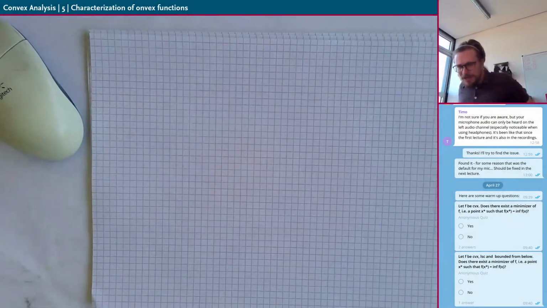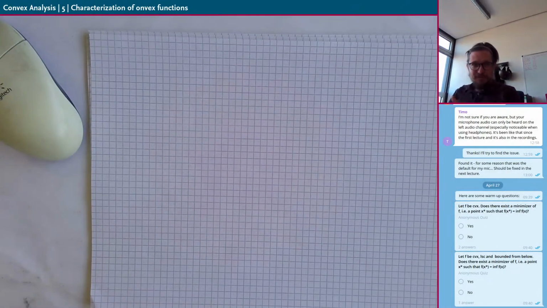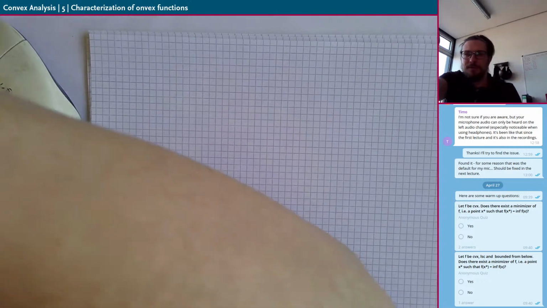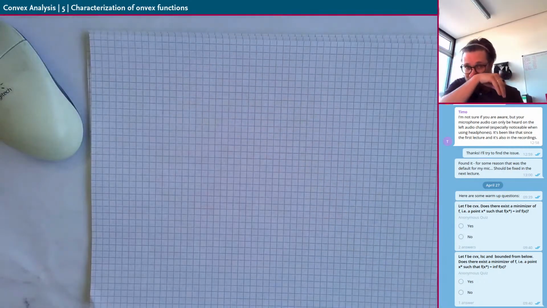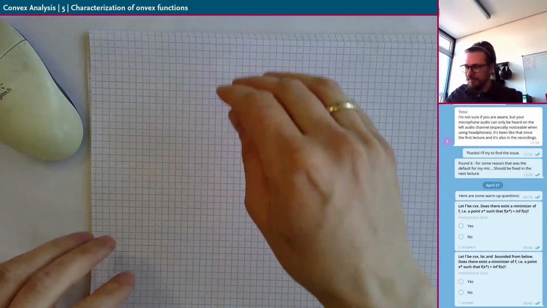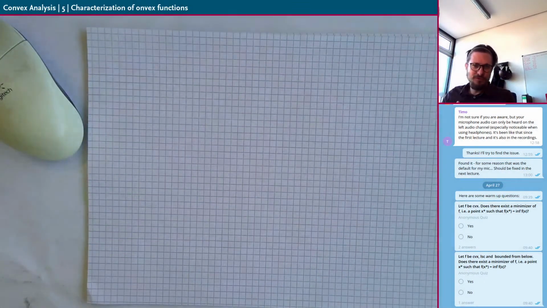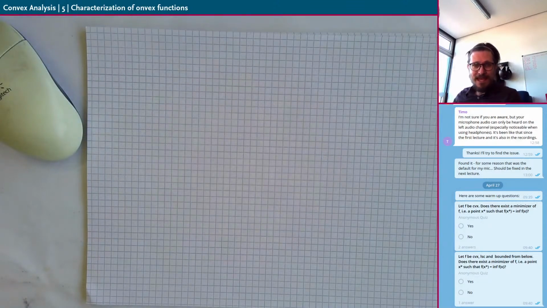Okay, so welcome to lecture number 5 on convex analysis. This lecture is a continuation of the theme of convex functions. In the last lecture we had these two important notions of lower semi-continuous function and convex function. And most importantly, probably, both properties are characterized by the respective properties of the corresponding epigraphs.